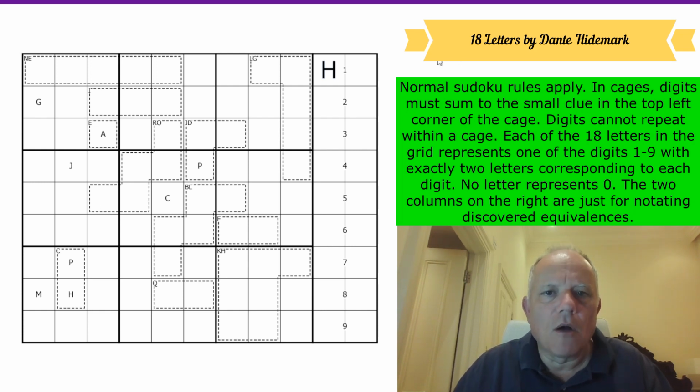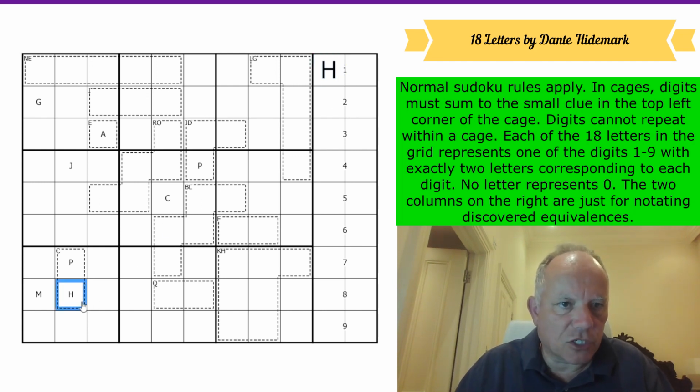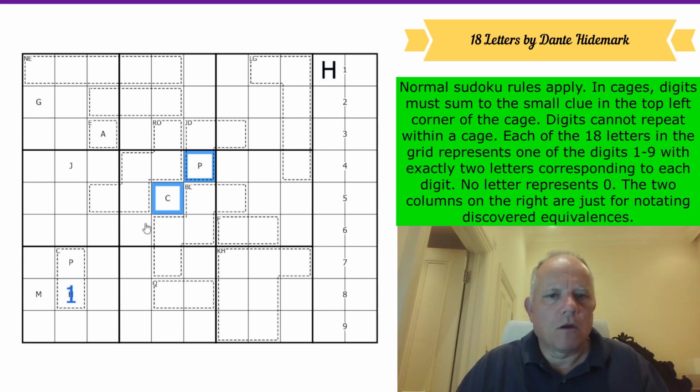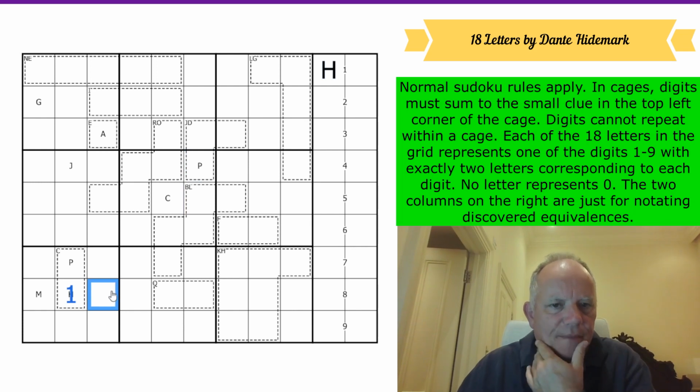Let's get cracking. Well, we've been given, as I said, H equals 1, and there is an H in the grid, and it's there, so that's a 1. Now, in this cage, 1 plus P equals C. P and C are there in the middle box. Wow, what the heck do we do to make any progress here?